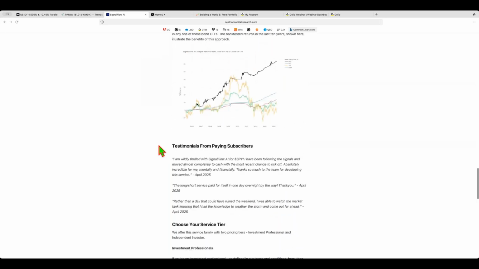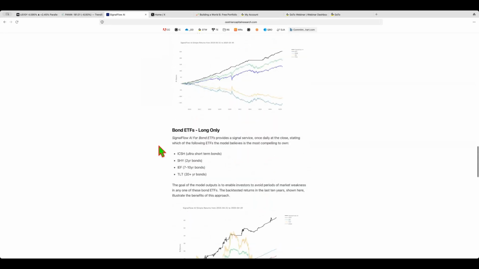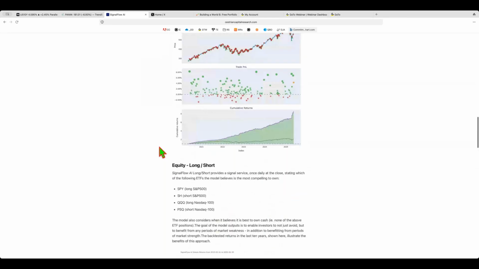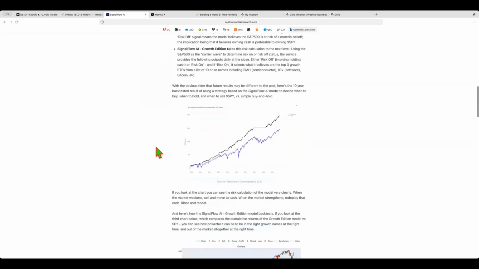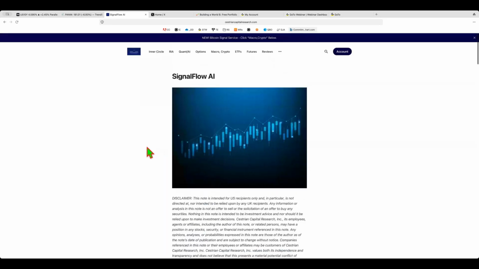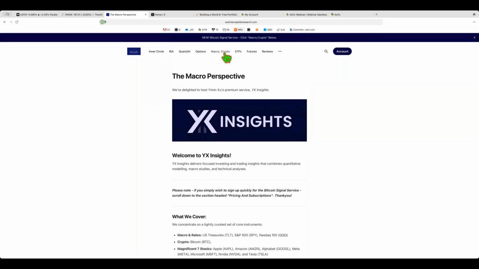The back testing, you can read about this on the website. I won't bore you with it now, but the back testing is really, really good. Live trading's been great. And this is a family of services that I use personally. So if you go to our website, sessioncapitalresearch.com, go to the Quant AI tab, and you'll find the Signal Flow series of services.